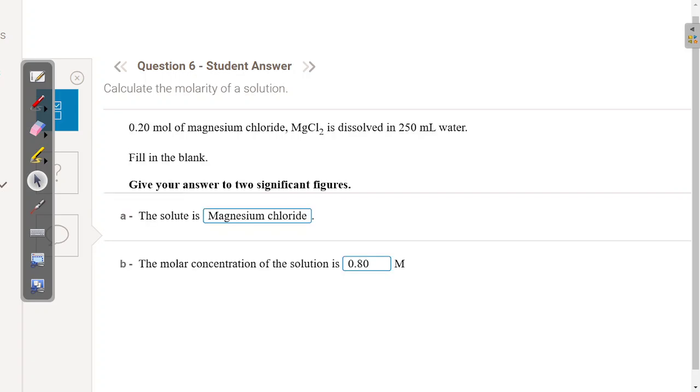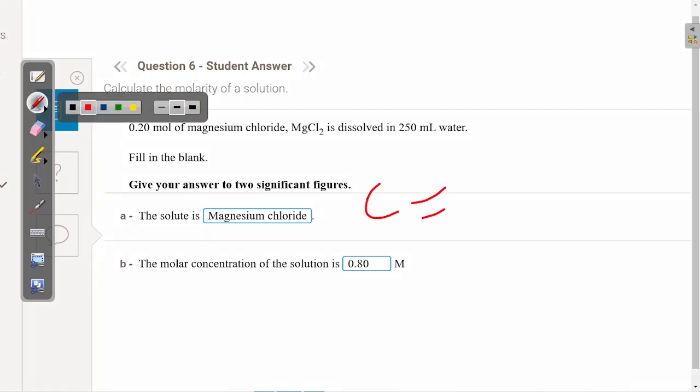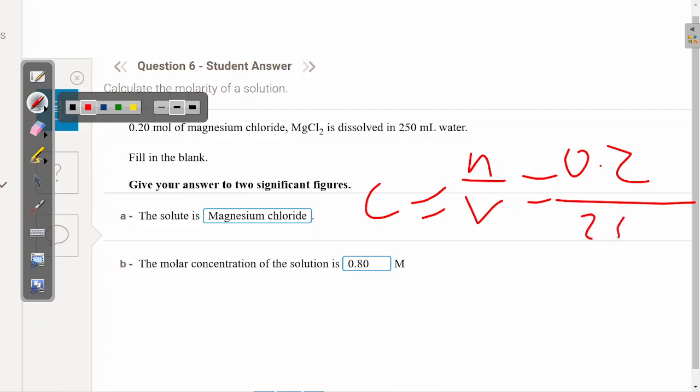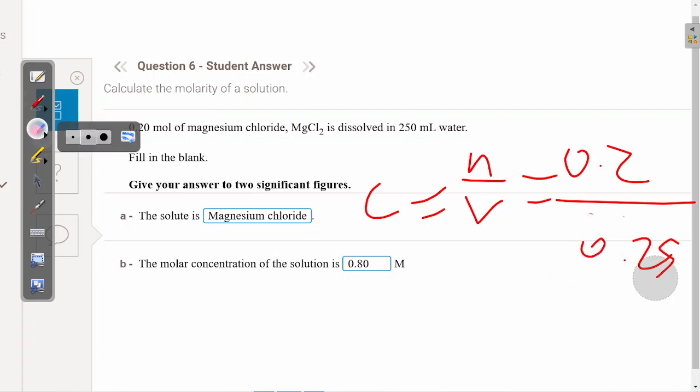0.2 moles of magnesium chloride, MgCl2, is dissolved in 250 milliliters of water. The solute is magnesium chloride because it's the one being dissolved in the water. The solvent is water. The molar concentration is C equals n over V equals 0.2 over 250 milliliters. You have to convert it to liters. It will be 250 over 1000, which is 0.25. So you'll get 0.8.